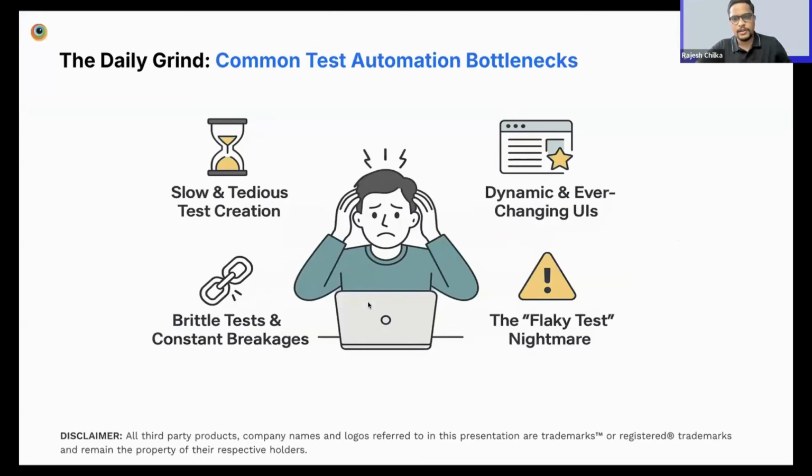I think Shyam explained very well how to get started with low-code automation and what the best practices are to keep in mind. Now let's start by acknowledging something we all experience in the world of QA automation. We call it the daily grind. These are common automation bottlenecks that make our lives more challenging and automation efforts less effective.